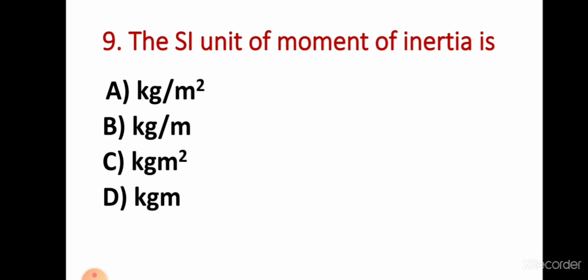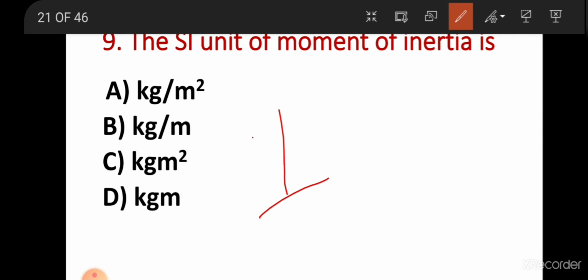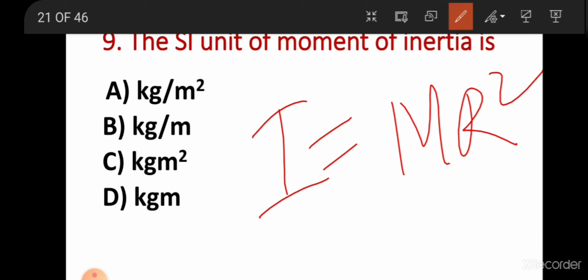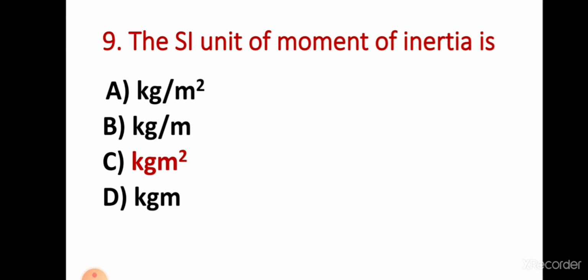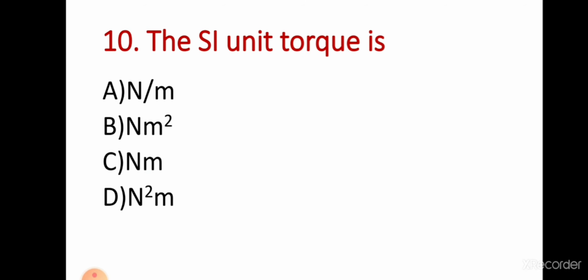Question number 9. The SI unit of moment of inertia is. We know that moment of inertia is equal to mr square. So what is the unit of m? Kg. What is the unit of r? M. So kg meter square is the right answer for question number 9. Kg meter square is in option choice C. Question number 10. The SI unit of torque is Newton meter. Option choice C is the right answer for question number 10.